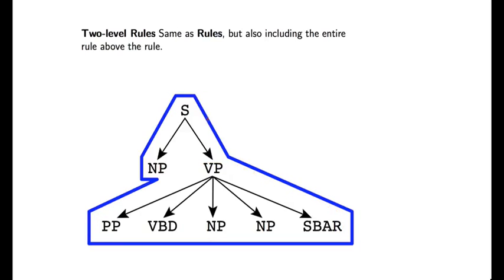A minor variant of that idea is to actually include two levels of context-free rules. So the fact we have an S goes to NP VP here, followed by VP being rewritten as this entire rule here. And we could introduce similar features to this for many other two-level rules seen in our training set.